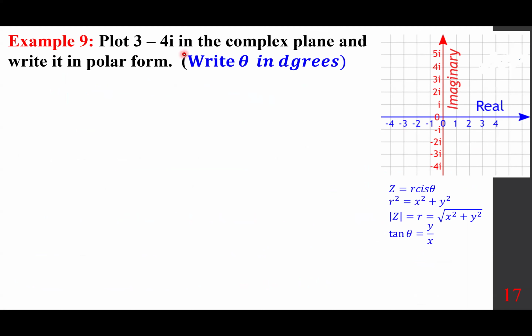Plot 3 minus 4i in the complex plane and write it in polar form and write theta in degrees. Normally, they tell you how they want it, okay? So in degrees or otherwise, okay? So 3 to the right, 4 down, z equals 3 minus 4i.